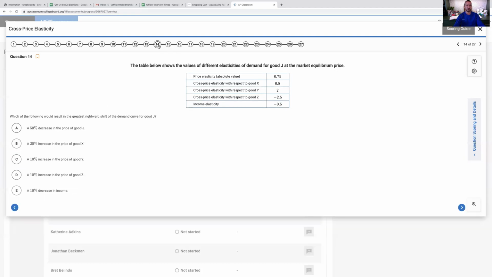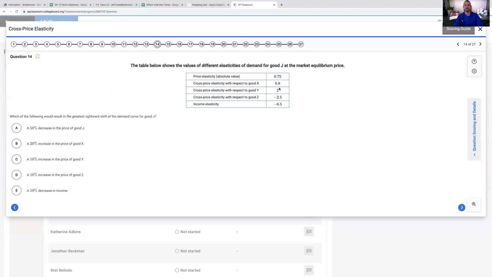Look at 14. So it's the same numbers, right? It's the exact same table. And it says, which of the following would result in the greatest rightward shift of the demand for good J? So this one's a little bit tricky here, okay? Because you do have to do some math in order to figure this out. So first of all, price elasticity is elasticity of demand, which is 0.75. That means that it's smaller than 1, indicating that this good exhibits inelastic demand, okay?